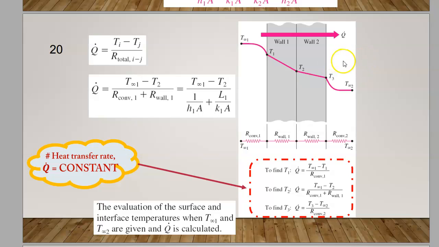Let's say that Q over here. So Q is constant towards this one. So to find T1, Q is equal to T infinity 1 minus T1 over R convection 1. So to rewrite this one, plug everything over there, leave T1, and you get T1. Okay.